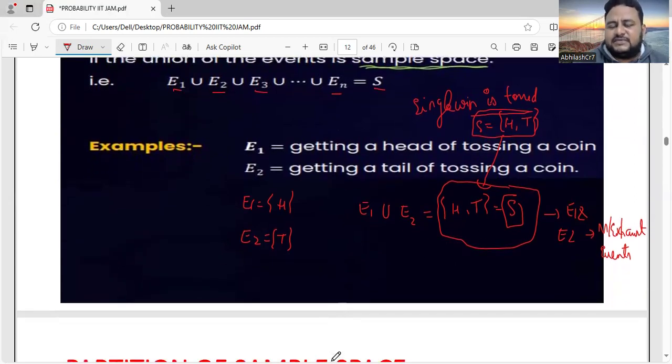Now the question is, in the given events, event 1 and event 2, are they mutually exclusive? Please observe carefully. Is there anything common between event 1 and event 2? Think for a second. In the given example, are they mutually exclusive also?